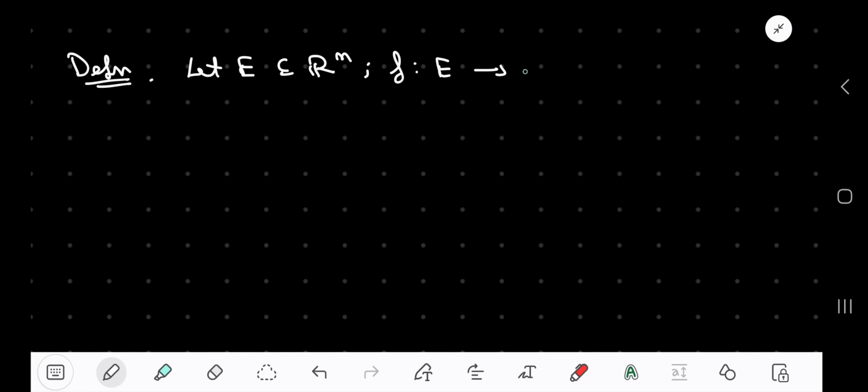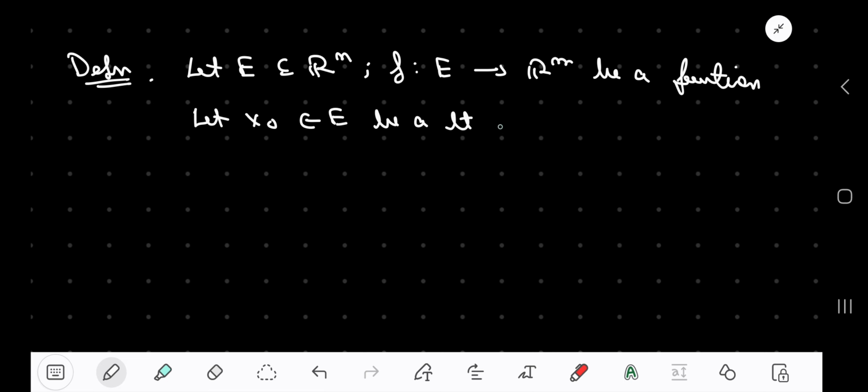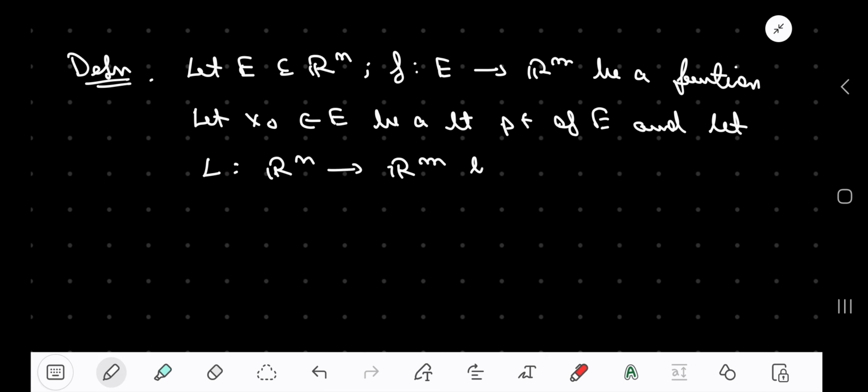So let me define the general derivative definition. Let E be a subset of Rn and f from E to Rm be a function, let x naught in E be a limit point of E, and let L from Rn to Rm be a linear transformation.